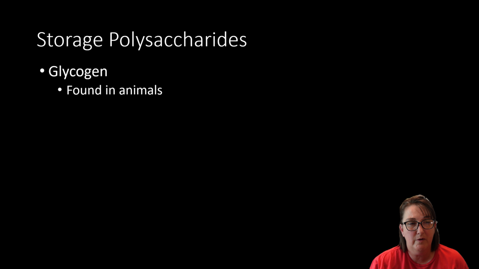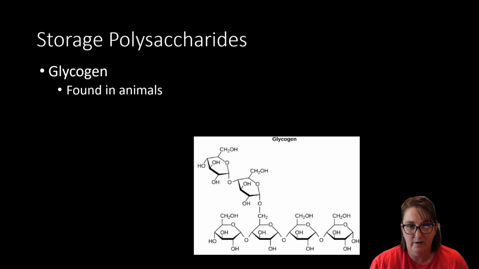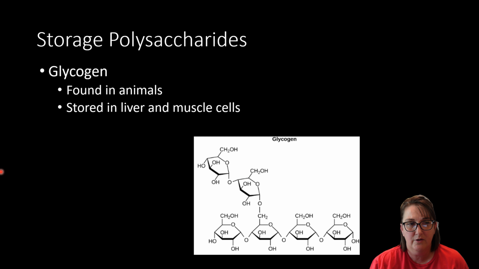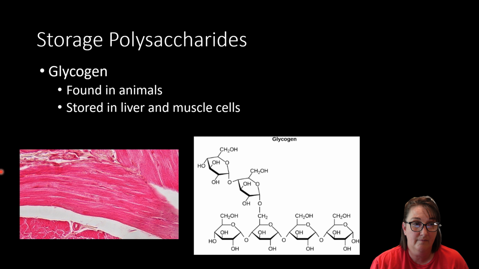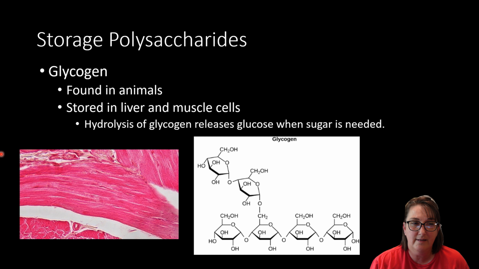Glycogen, this is going to be found in animals. So here I have, again, each individual monomer. Dehydration puts them all together. Here I have a branch coming off my carbon. So I have a glycogen branch there. These are going to be found in liver and muscle cells. So here I've got muscle cells. So I'll have glycogen stored in those. Hydrolyzing this is going to release glucose whenever it's needed.